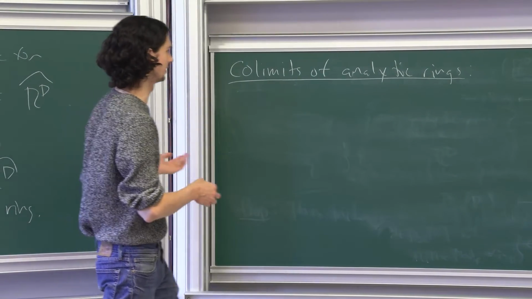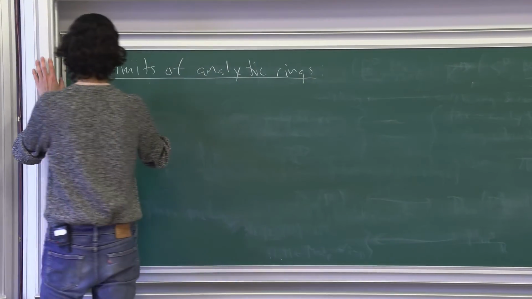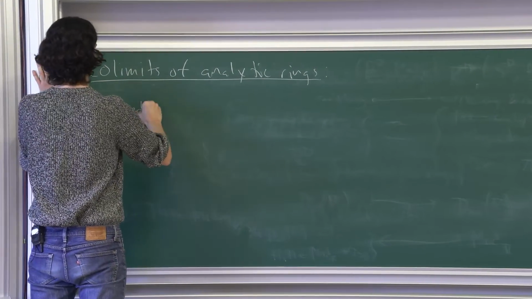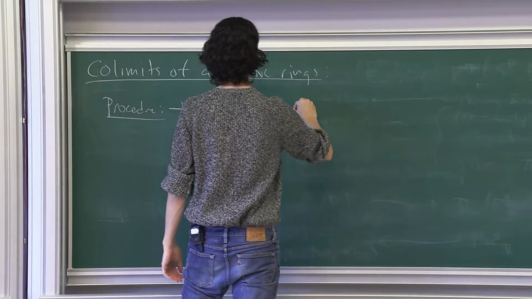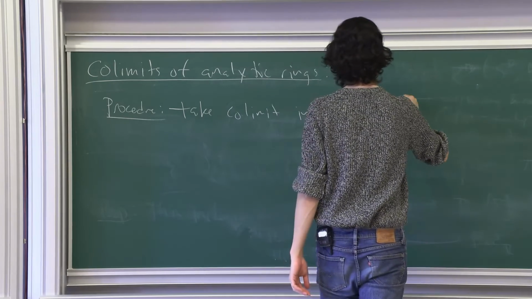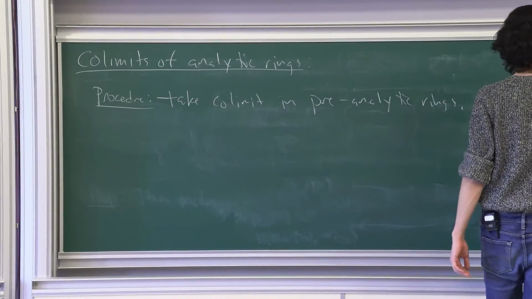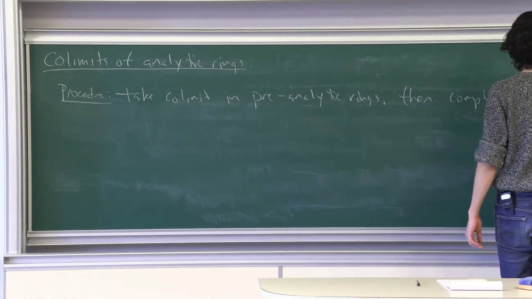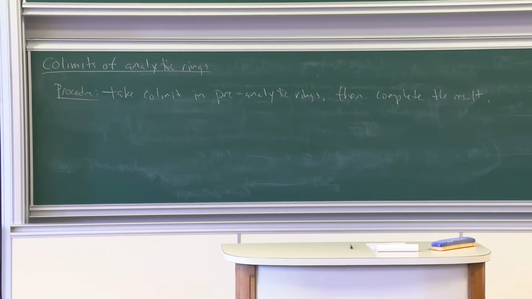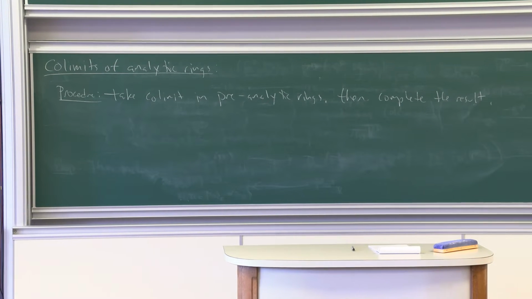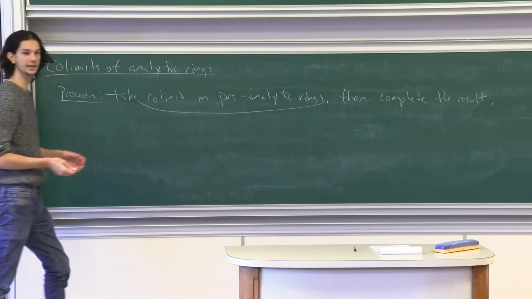Right, so colimits in the category of analytic rings. So the procedure is you take the colimit in pre-analytic rings, and then you complete. And formally, this must be how you compute colimits, just because the completion functor was the left adjoint to the inclusion.